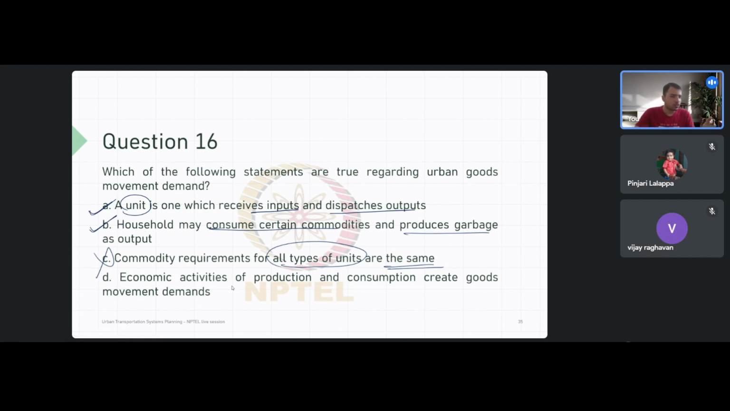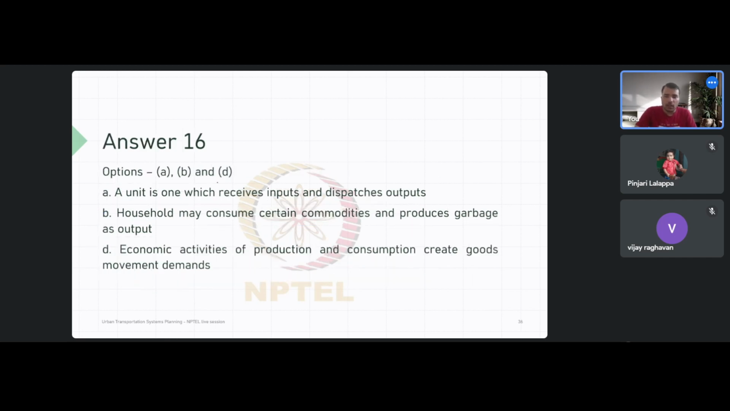So depending upon that, goods movement will take place. So D is correct. So A, B, and D are good. Option A: a unit is one which will receive input and dispatch output. A household may consume certain commodities and produce garbage as output. Economic activities of production and consumption will create goods movement demands. A, B, and D are correct.